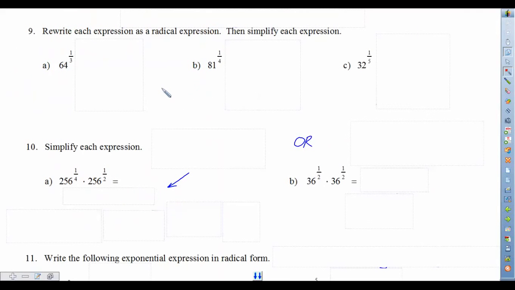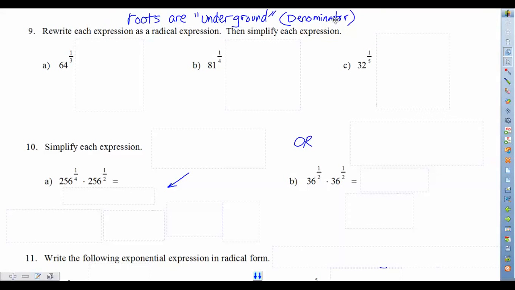Now, let's look at these problems. Number 9, let's rewrite each expression as a radical expression and then simplify. What that means is simply change this one into a root and then simplify the expression. Okay? So a special note that I want everyone to remember here about changing these, and remember that little analogy I gave you in previous videos.